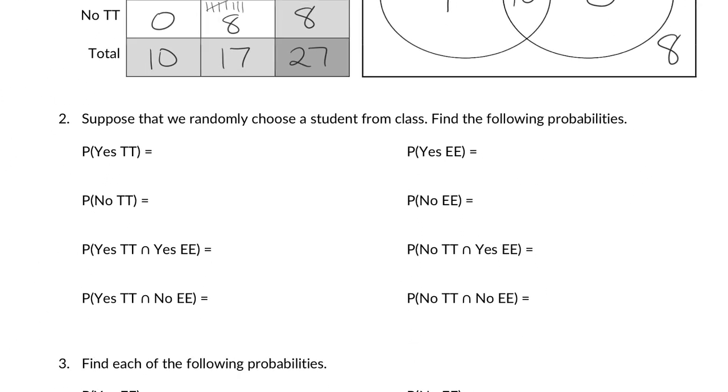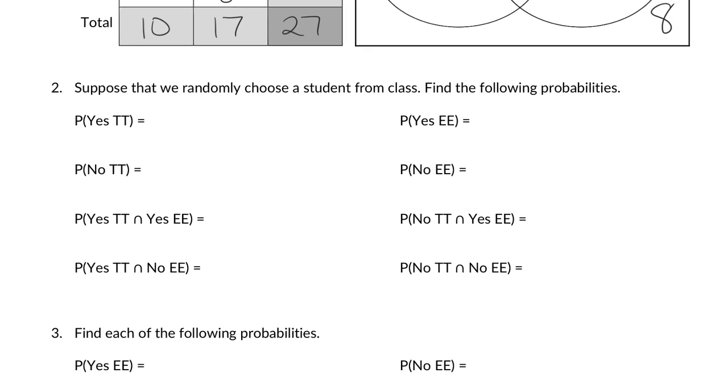But let's find all of the probabilities. Since we randomly choose a student from class, what is the probability that that person would be a yes to the taco tongue? And we're just going to leave these answers as fractions today because I know you can put them in the calculator, change them to decimals and percents. We're going to leave them as fractions.